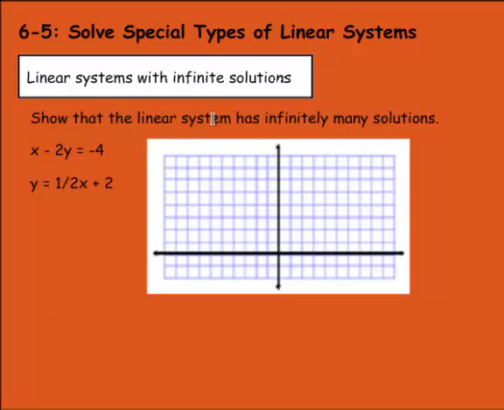Now we need to show that this linear system has infinitely many solutions. So let's do the graphing method, then we'll do the algebraic method, and we'll show that in two different ways. If we do the graphing method, we make this slope-intercept form. We have x minus 2y equals negative 4. We can subtract x from both sides. If I'm going to rewrite this, I'm going to call it negative 2y equals negative x minus 4. Then we can divide by negative 2 on both sides.